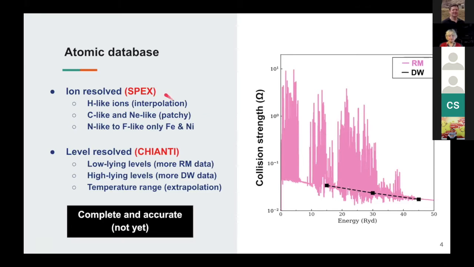So here I'm using the atomic data in SPEX and Chianti simply because I'm more familiar with these two codes, but you would not be surprised to see similar patterns in other atomic codes. In short, we all want our plasma codes to be accurate and complete, but we are not there yet.